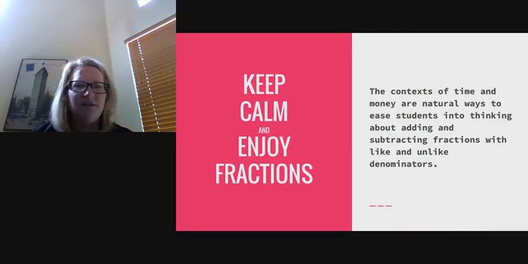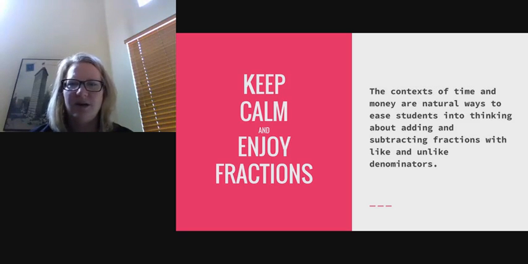All right, the contexts of time and money are natural ways to ease students into thinking about adding and subtracting fractions with like and unlike denominators. My advice to parents and students is just keep calm and enjoy fractions. We're building a strong foundation in understanding fractions. We will get to lowest common denominator, greatest common factors, and we will be adding and subtracting fractions the old-fashioned way, as kids like to say it in class, later. We're just trying to build that strong base for them to understand fractions.